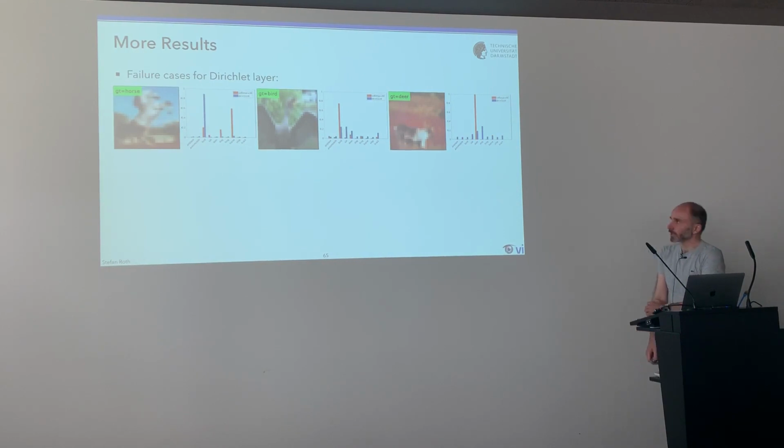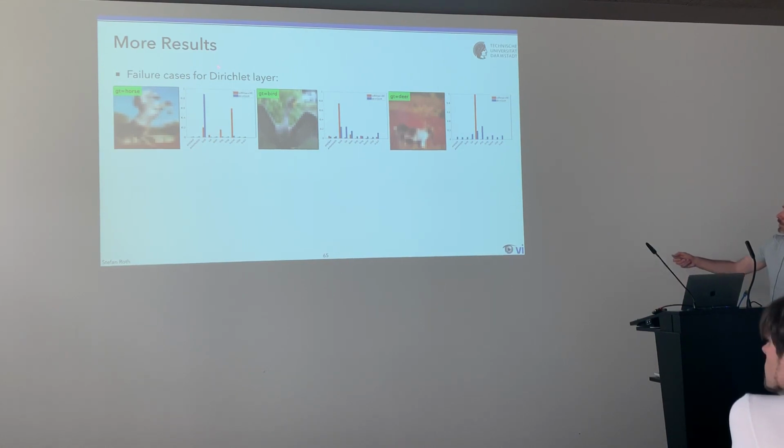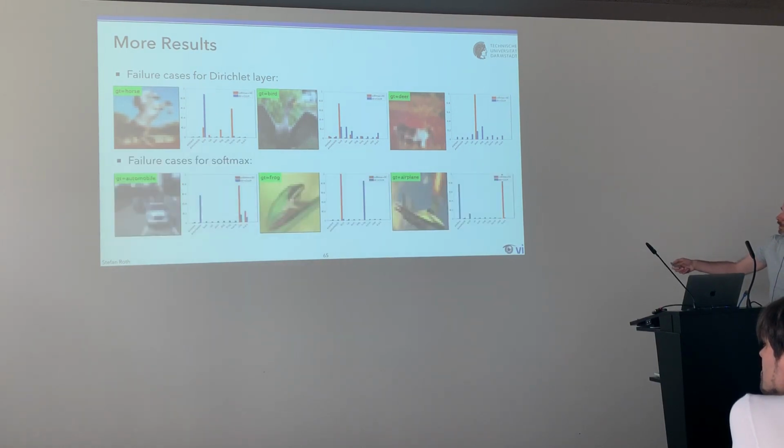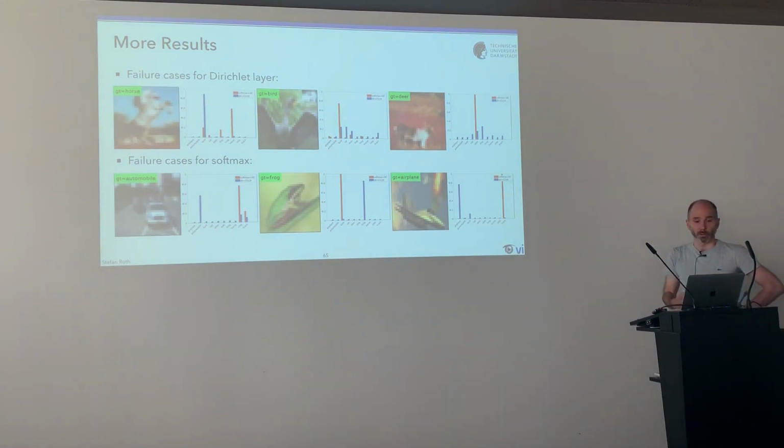Of course, that doesn't mean it always works. There's also failure cases. So the Dirichlet layer, of course, also gets incorrect classifications. Here it outputs bird, whereas the ground truth is horse. But of course, the same happens for the softmax. The difference, again, being the softmax, even in failure cases, is really, really confident. The Dirichlet, even if it messes up, it tends to output a relatively broad distribution. Okay. So you at least get some sense of when you don't know.